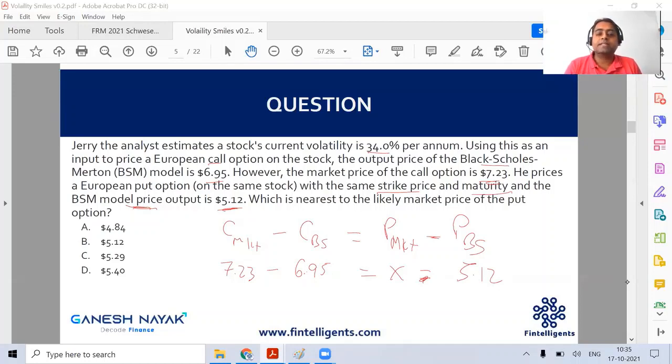Can you guys find this X? This X has to be higher. This X has to be higher than 5.12. So both of these go out.